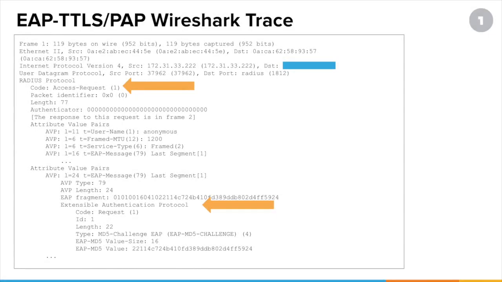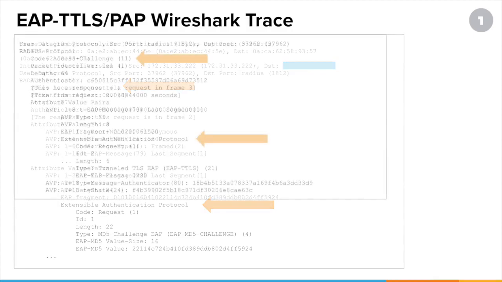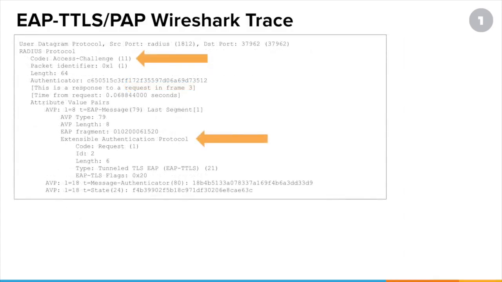And here we can actually see a Wireshark trace of a conversation, basically where they're negotiating, hey, do you speak EAP? So we can see this one is the access request, asking, hey, can you use or speak the extensible authentication protocol? And in the response, the access challenge comes back, yes, I can speak the extensible authentication protocol.